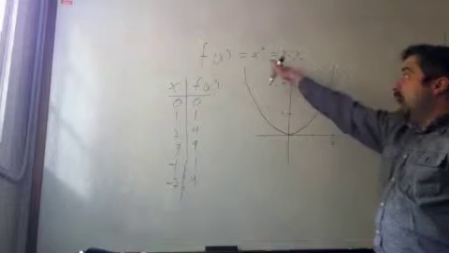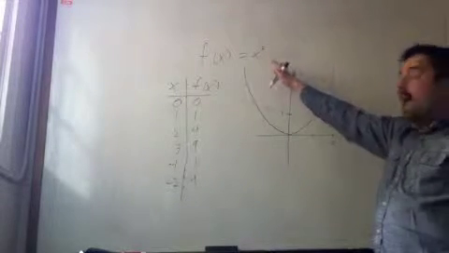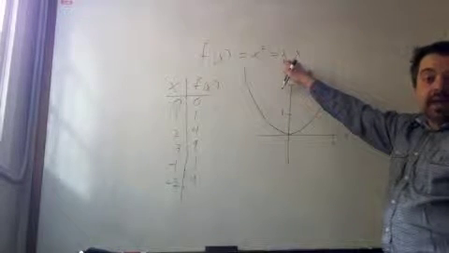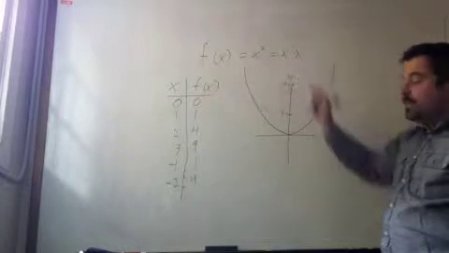So this is not a straight line because it is not of the form ax plus b. It is in fact asking you to do something more complicated with x and multiply it by itself.